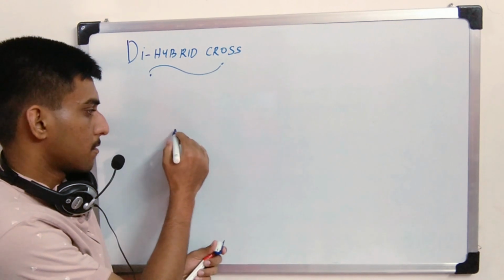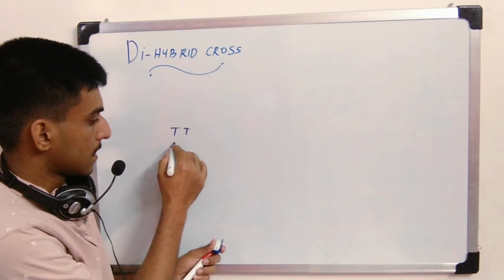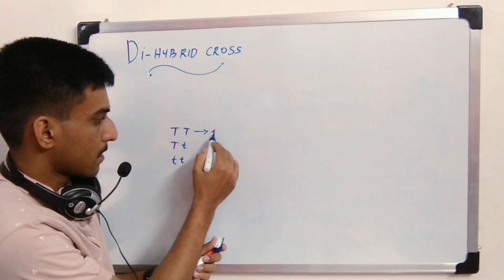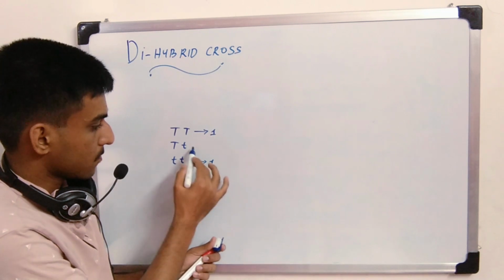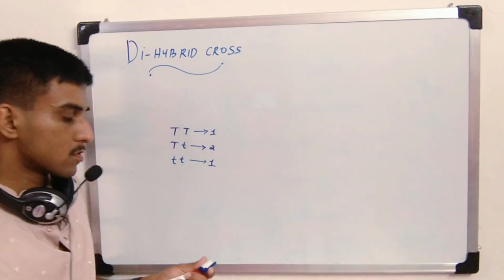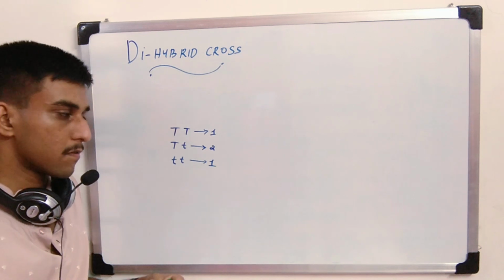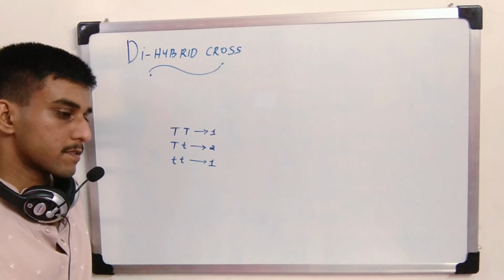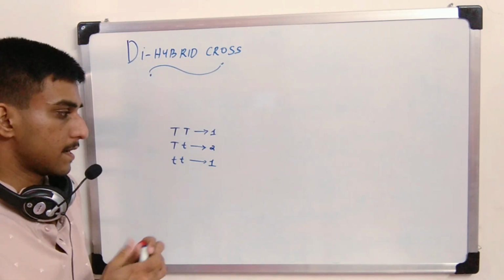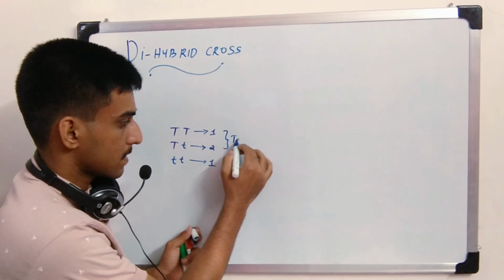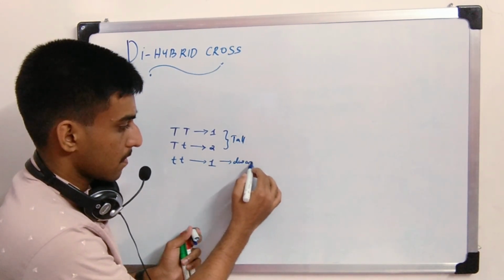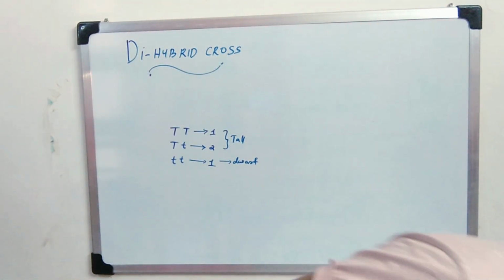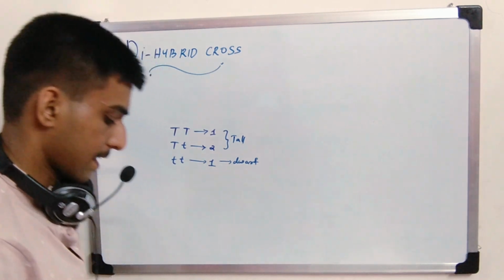The 1:2:1 means the genotypes were TT, Tt and small tt. These were the genotypes, right? The number of one genotype was 1, the other was 2, and the other 1. So 1:2:1 was the genotypic ratio of Mendel's monohybrid cross. Also we know that the phenotypic ratio was 3:1, 3 tall and 1 dwarf, right? This was the condition in monohybrid cross. So let us check what will happen in dihybrid cross, right? We can check it right now.